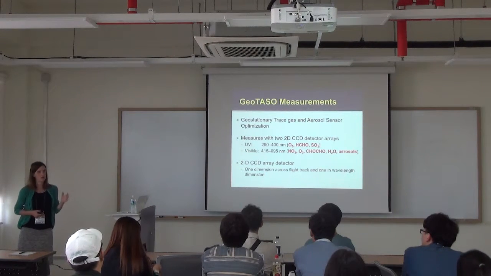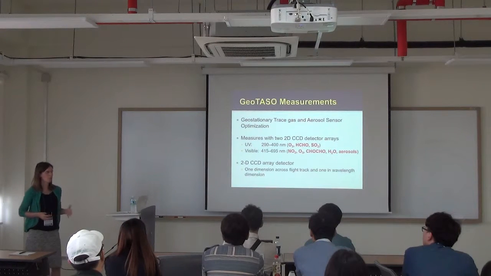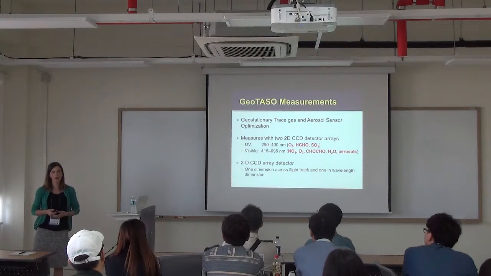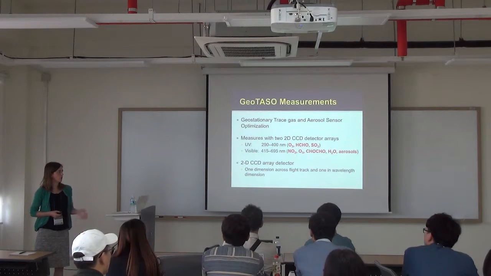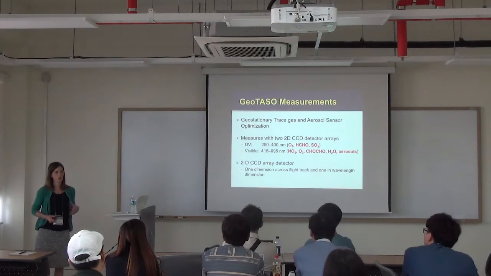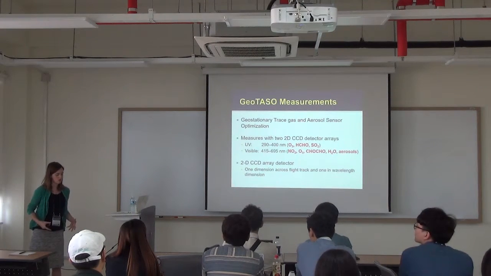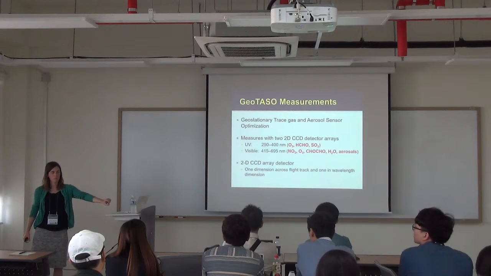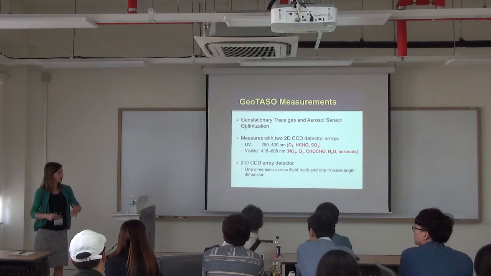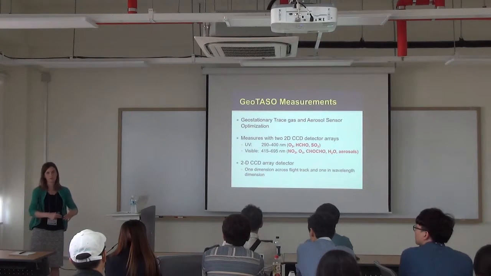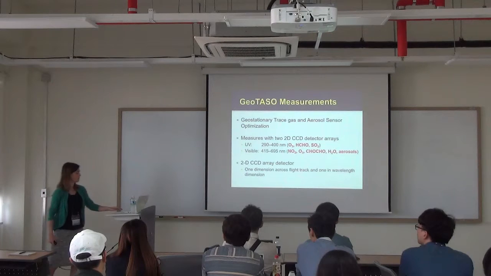The 2D CCD array detector makes measurements by having one dimension of the array being spectral, and one dimension in the cross-track direction. As the instrument moves along its flight path, it takes an image looking right down, and you get 1,030 spectra across the track, and then it moves to the next point. I think the integration time is a quarter second. It moves to the next point in the track and takes another.